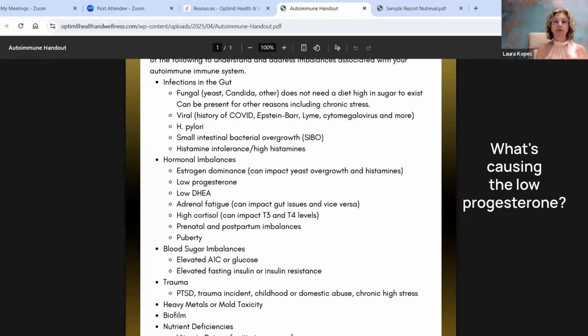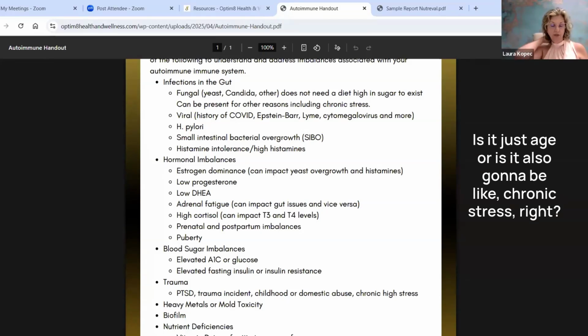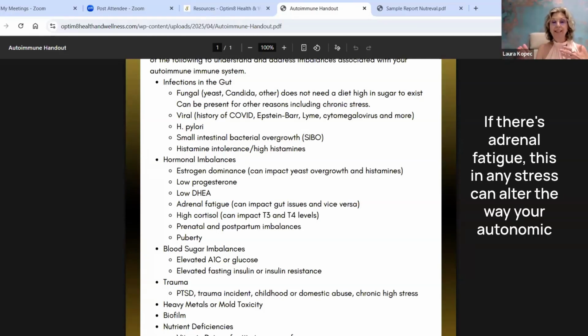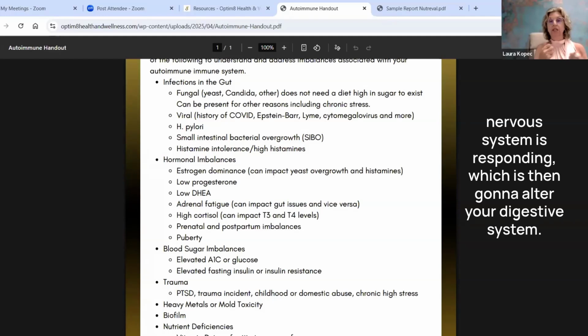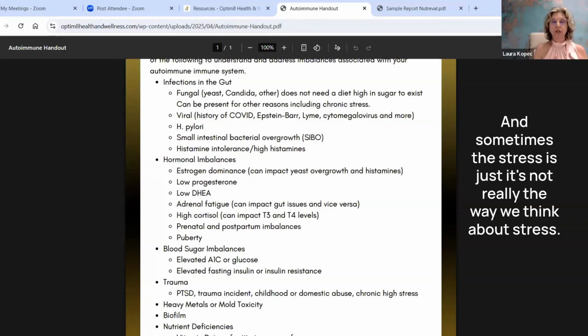What's causing the low progesterone? Is it just age? Or is it also going to be like chronic stress, right? If there's adrenal fatigue, this and any stress can alter the way your autonomic nervous system is responding, which is then going to alter your digestive system. And sometimes the stress is just, it's not really the way we think about stress.